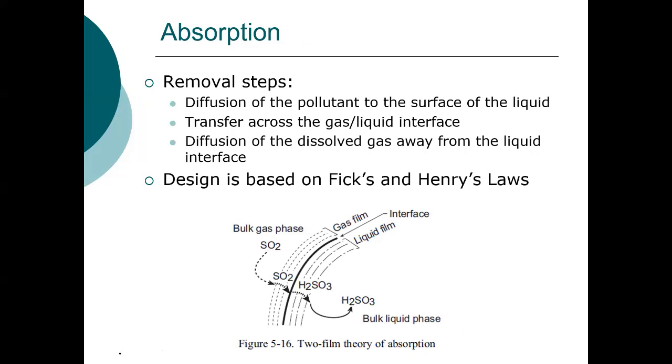So in order for absorption to occur, we need to have that pollutant diffuse from the bulk phase, either from the bulk liquid to that interface, if we're transferring from the liquid to the gas, or from the gas to the liquid if we're transferring that chemical from a gas into the liquid. And then we need to have transfer across this air-water interface, and then diffusion away from that interface.